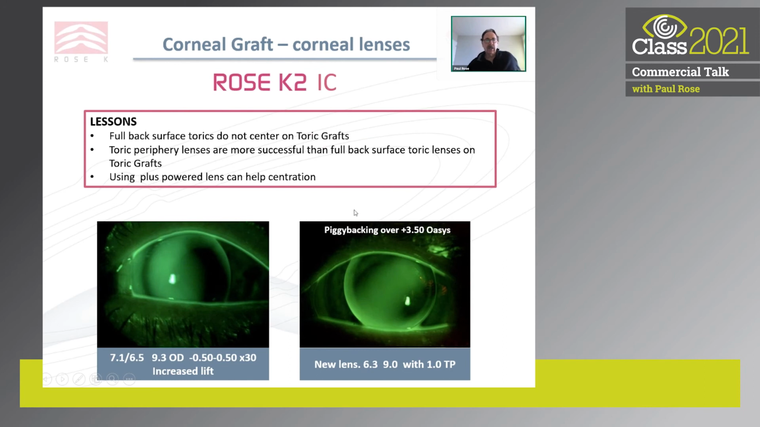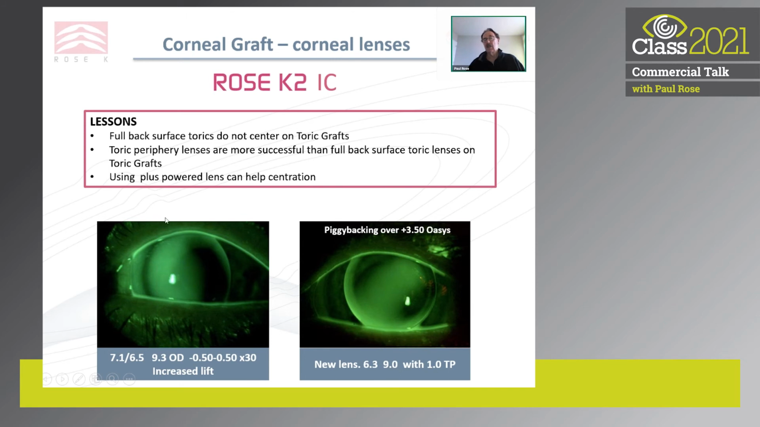So if you look here, this is the original lens I fitted, a toric back surface, which is mislocating. Here is a toric periphery lens, Rose K, over a +3.50 Oasis. Although we still have some pooling centrally, I have much better centration than I had before. So my lessons were: full back surface torics do not center well on toric grafts. Typically, fitting a back surface toric corneal lens on a graft is not successful. Toric periphery lenses, however, are more successful on toric grafts than full back surface.